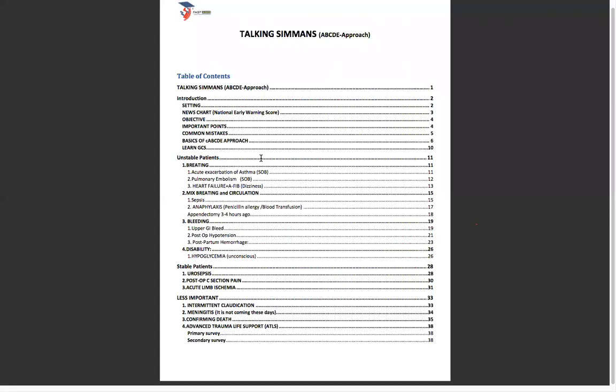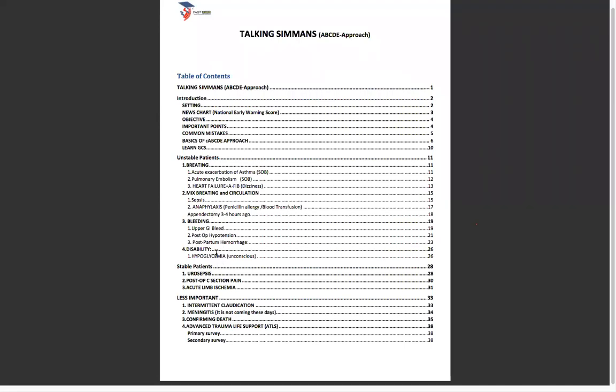I should talk about the classification. I have classified them accordingly: unstable patients and stable patients. There will be two kinds of patients. For the unstable patients, it is the A, B, C, D, E approach. For the station in which breathing is the main issue, that is one scenario. Then there will be the mixed approach, breathing and circulation. And then there will be bleeding, in which circulation is the main problem.